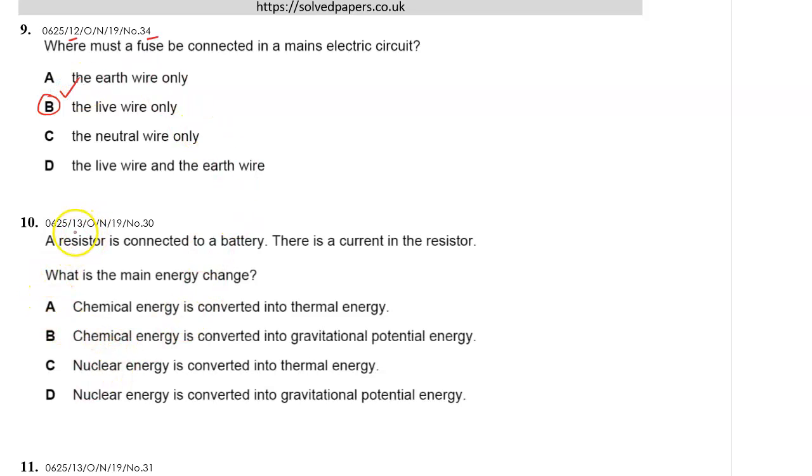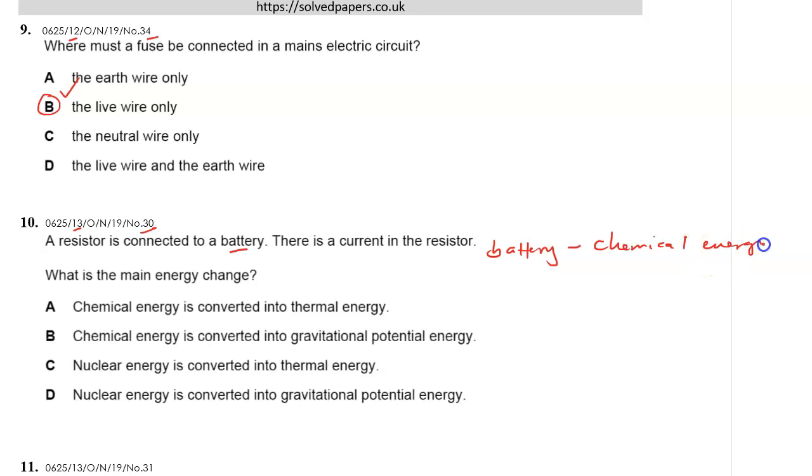Number 10 from variant 1-3. Number 30. A resistor is connected to a battery. There is a current in the resistor. What is the main energy change? Of course, a battery stores chemical energy. So from the battery, we have chemical energy.